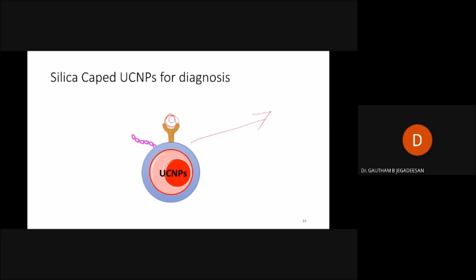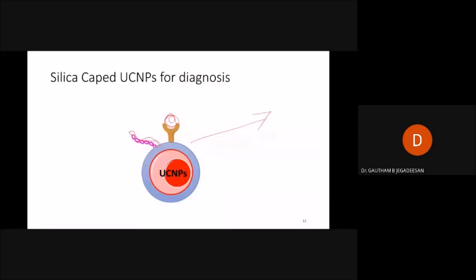Next one is the aptamer based. There is an aptamer linked here. That aptamer is specific to a particular DNA or RNA. So by checking its change in the color or the intensity of the color, you can easily predict if there is any antigen present or DNA or RNA present.